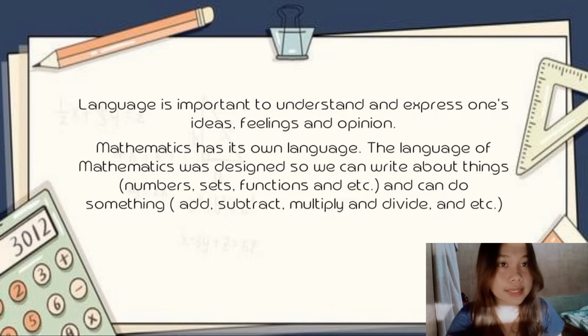So why is language important? Language is important to understand and express one's ideas, feelings, and opinions. So, right, humans have a language. Not only humans have a language, mathematics also has its own language. The language of mathematics was designed so that we can write about numbers, sets, functions, and so on. And also we can do adding, subtracting, multiplying, and dividing, and so on.